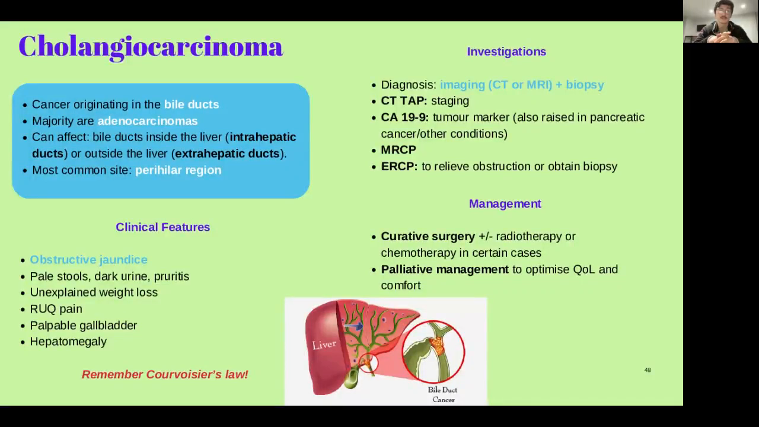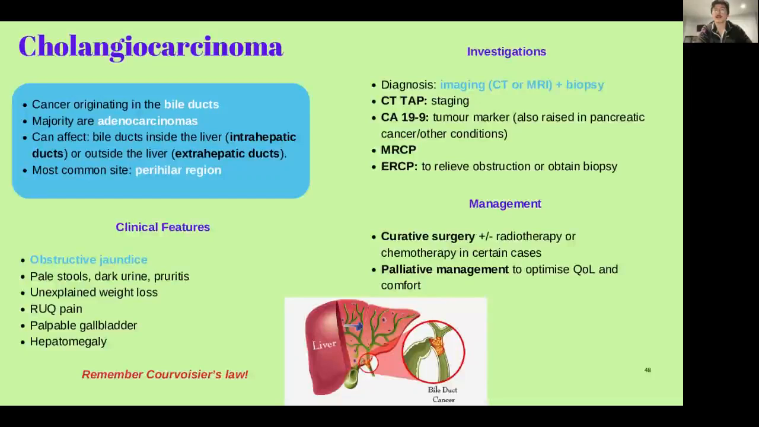So clinical features, again, the obstructive jaundice, because if it's constricting, obstructing the bile ducts, then it's blocking off the bile, isn't it? So the pale stools and the dark urine and the pruritus. Again, weight loss because it's a cancer. You can get some pain. You can get a mass. If it's big enough, you can get hepatomegaly.